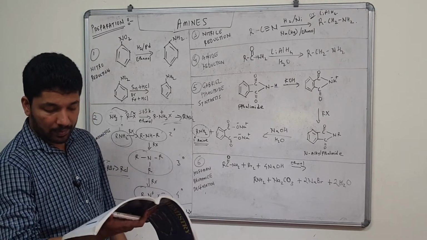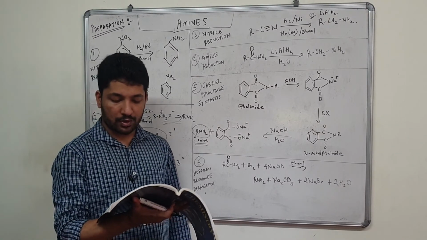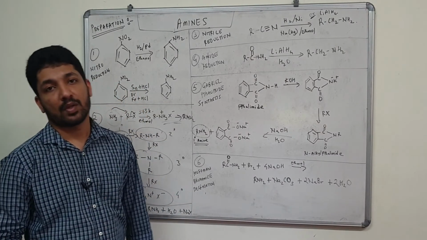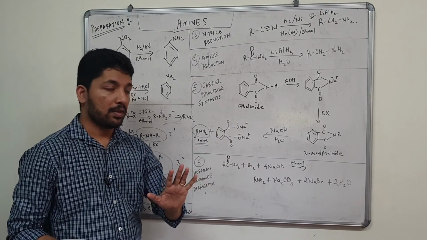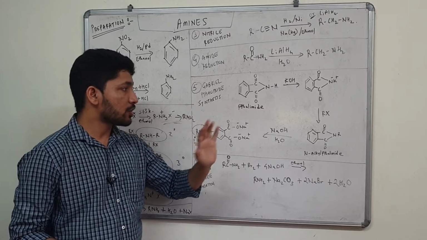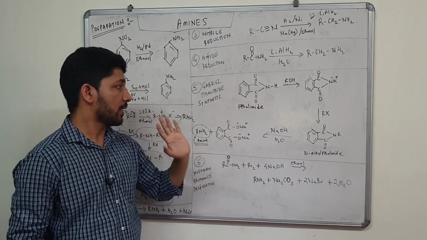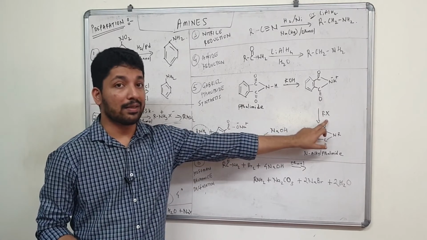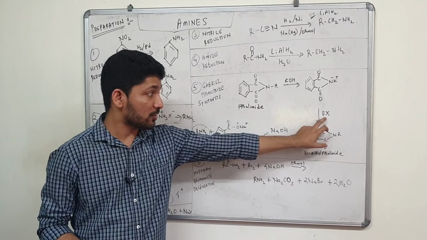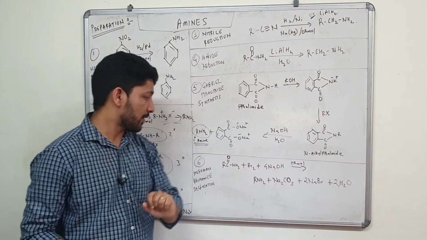Aromatic primary amines cannot be prepared by this method because aryl halides do not undergo nucleophilic substitution with the anion formed by phthalimide. So arene amines cannot be produced by this method, because aryl halides do not undergo nucleophilic substitution reaction in this process. So you can only take alkyl halides. You cannot take aryl halides over here. It will not form this product. That is why only alkyl halides are preferred.